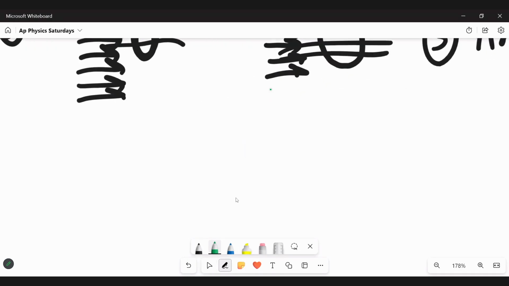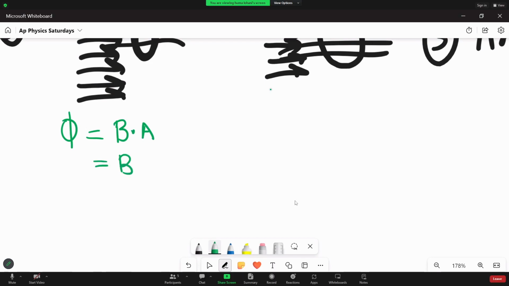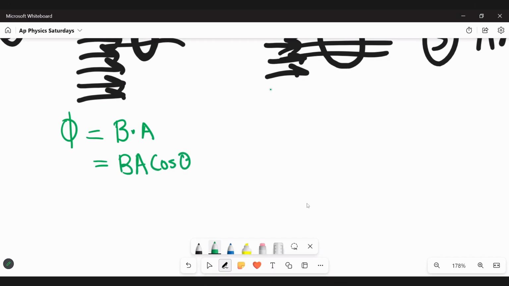So when I say what is the formula of flux, we say B dot A. Why do we say B dot A? Because we know that the dot product between two vectors means BA cosine of angle between them, right? Yes, miss. So there are three things which can change the flux. One is the magnetic field, one is the area, and one is the angle between the magnetic field and the area vector. Correct? Do you remember this part? Yes, miss. Okay.